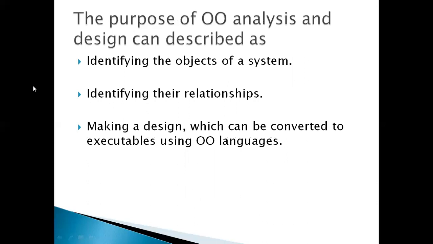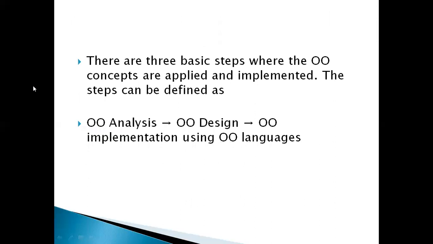The purpose of OO analysis and design can be described as identifying the objects of the system, identifying their relationships, and making a design which can be converted to executable using an OO language. There are three basic steps where OO concepts are applied and implemented: OO analysis, OO design, and OO implementation using an OO language. First is analysis, design, and implementation. They are the three basic steps of object-oriented concepts.